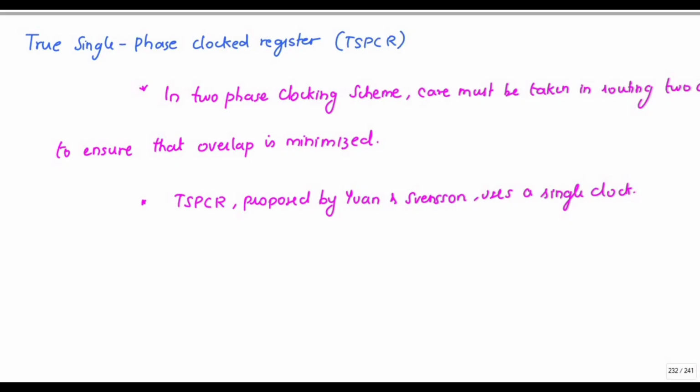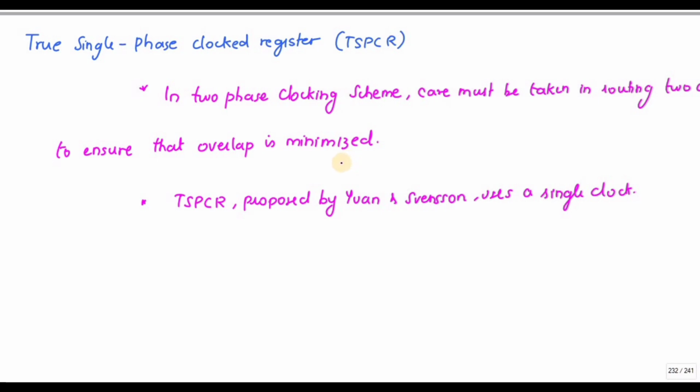In this video, we are going to discuss the True Single-Phase Clock Register, TSPCR. Earlier we used a two-phase clocking scheme. In the two-phase clocking scheme, that is clock and clock bar, care must be taken while routing these two, and we have to ensure that the overlap between the clocks is minimized.